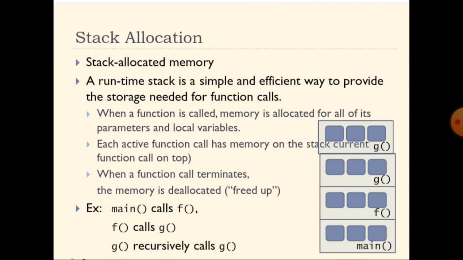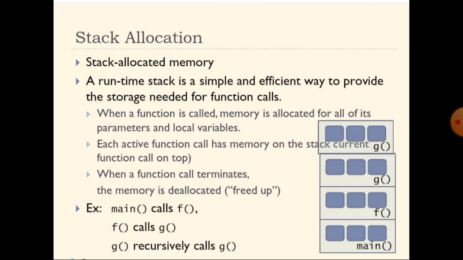Then stack allocation. Stack allocated memory is used in stack allocation. A runtime stack is a simple and efficient way to provide the storage needed for function calls. Here, when a function is called, memory is allocated for all of its parameters and local variables. And each active function call has memory on the stack, with the current function call on top. When a function call terminates, the memory is deallocated.